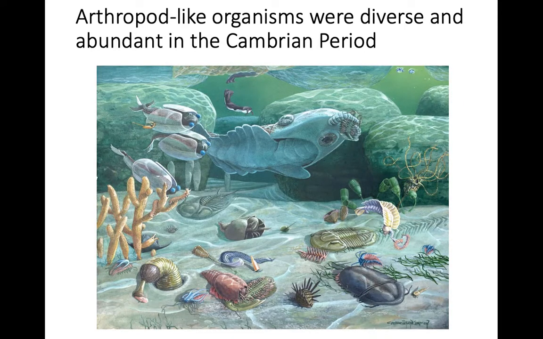Okay, so here are what arthropod-like organisms looked like in the Cambrian period. Whether these are actual arthropods or not is debated. Certainly the trilobites are classified as true arthropods, but this little fella down here is classified as an onychophoran, and some of these other groups are classified in different, now extinct phyla. But they were very diverse and abundant in the Cambrian period.